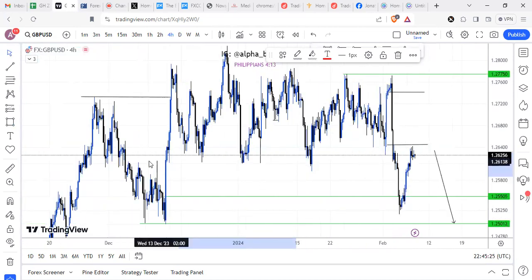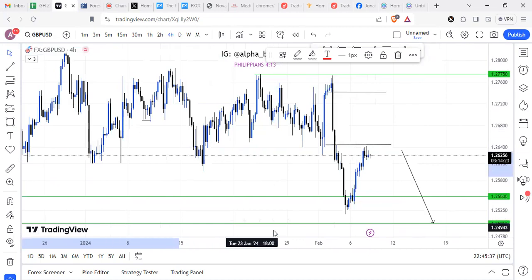Anyways, you can clearly see it was a previous area of strong resistance before price finally broke it right here. So NFP gave us this move. Another reason why I'm looking to sell GBP USD.